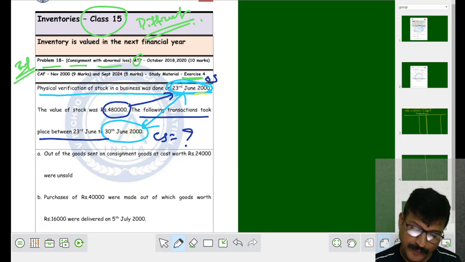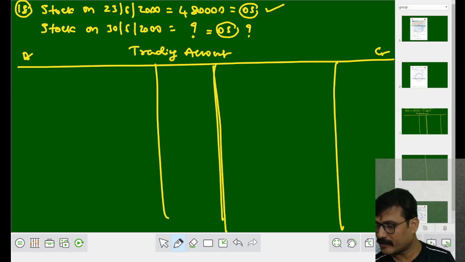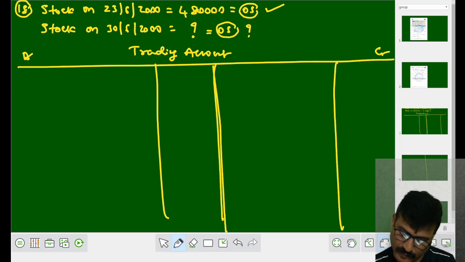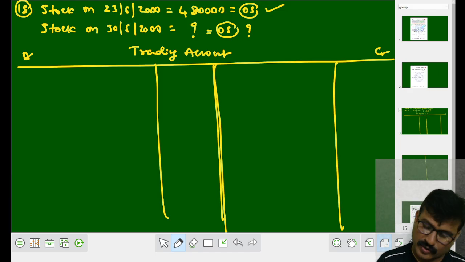Okay, fine. We have been given two varieties of stocks, right? So what do we have to do? We have to write. What do we have to write? It is what stock? Stock on 23rd June. Stock on what date is it? 23rd June.